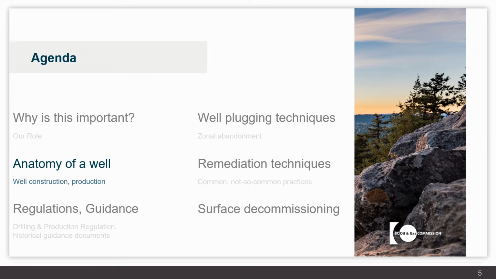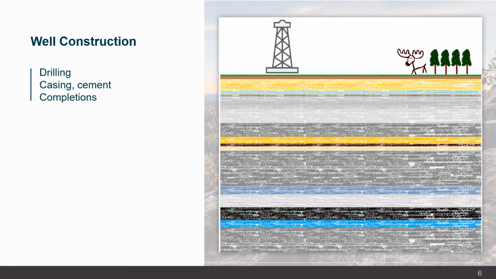Let's begin by looking at the anatomy of a well, from well construction through to production. Well construction begins with the drilling of a well. Here, a drilling rig is installed over the location a well will be drilled. A drill bit at the end of a drill pipe crushes the rock and is periodically pushed deeper by adding sections of pipe to the drill pipe.